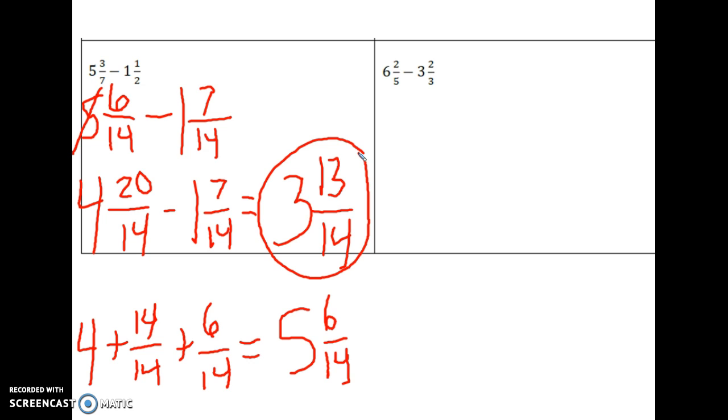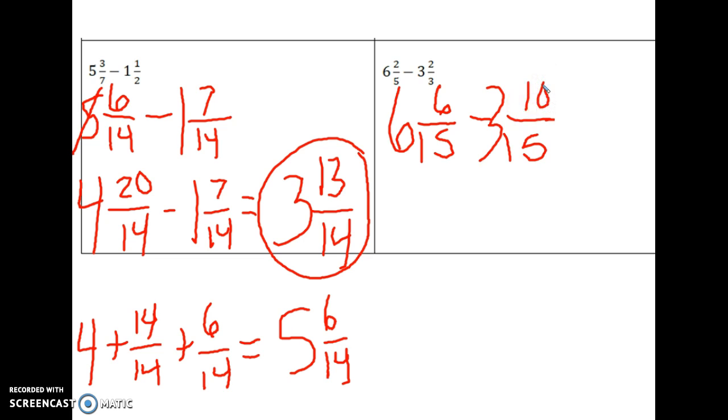Go ahead and pause. Work out this problem on your own, and then when you're finished, hit play and see how you did. So now that you've finished the problem, our common denominator is 15. So 5 times 3, 2 times 3 is 6. Whole number was 6. 3 times 5 is 15. Whole number is still 3. 2 times 5 is 10.